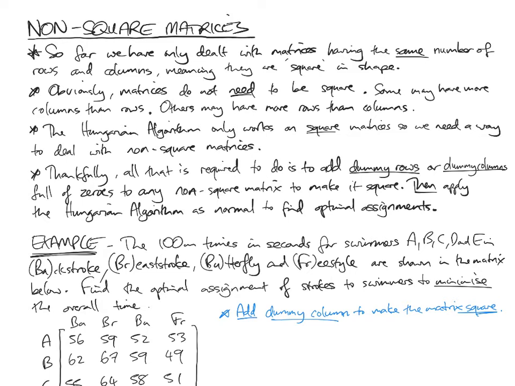Thankfully, like maximization, all that's required is one extra step on top of the Hungarian algorithm, and this step is to add dummy rows or dummy columns, according to what we need, full of zeros to any non-square matrix to make it square. Then you apply the Hungarian algorithm as normal to find optimal assignments according to your objective. So let's try that out.